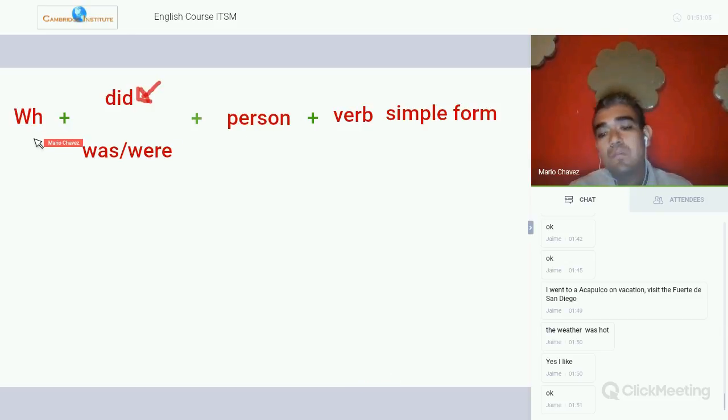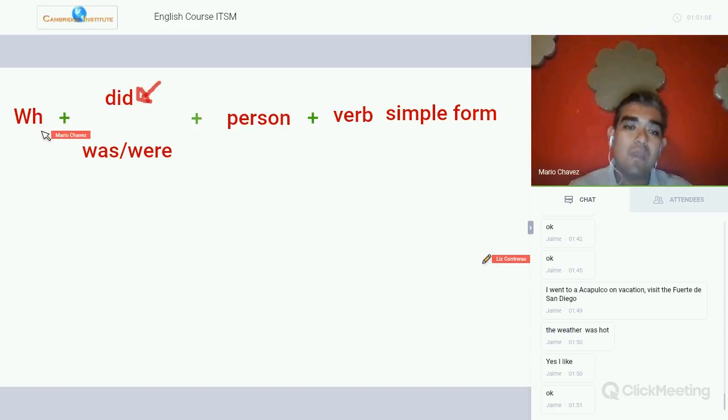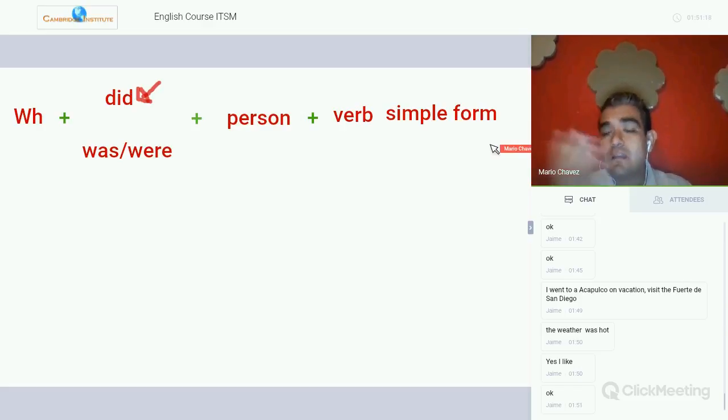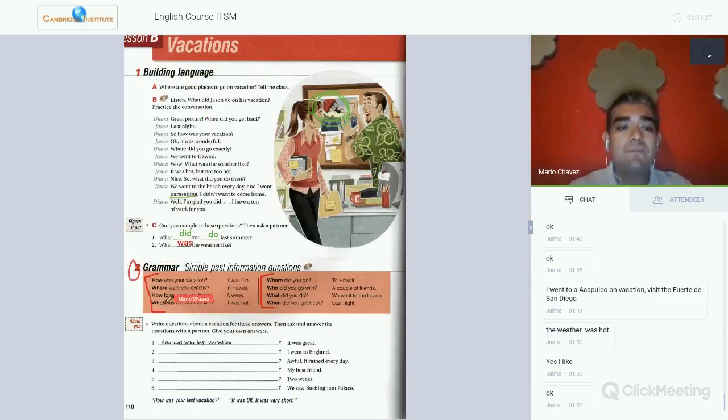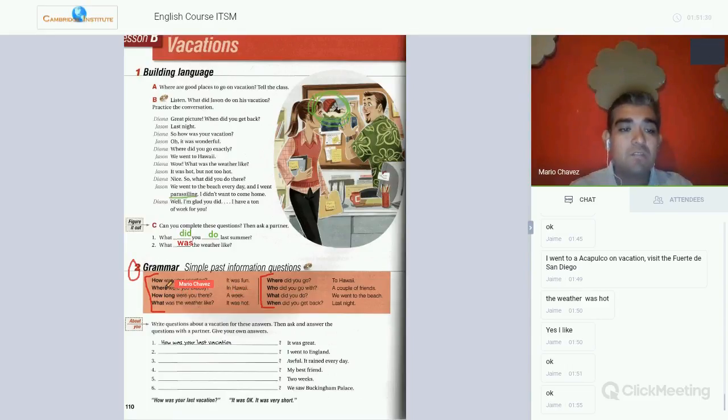Primero va la pregunta, what, where, how, when. De ahí va el auxiliar: did, was, or were. Then we use the person, then we use the verb in simple form. And then we can have a complement or finish with a question mark, okay? Very good. So we have them. How was your vacation? Pregunta, auxiliar, then la persona, en este caso your vacation. Where were you exactly? ¿Dónde estabas tú? Exactly.